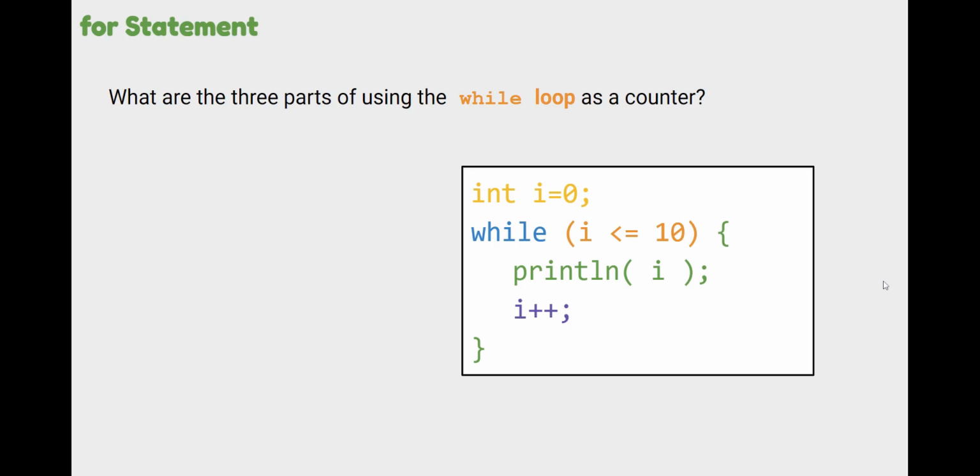Now, previously, we have done that with a while loop. In order to use a while loop as a counter, there are 3 things that we need to make sure that we incorporate into that while loop. The first thing that we need to incorporate is an iterator declaration outside of our while loop. So we need a variable to track our count for us. We typically use I as that variable.